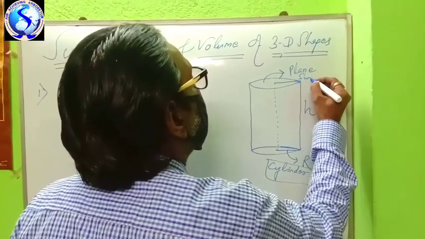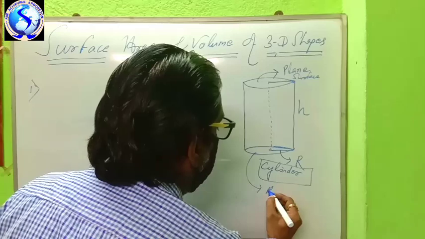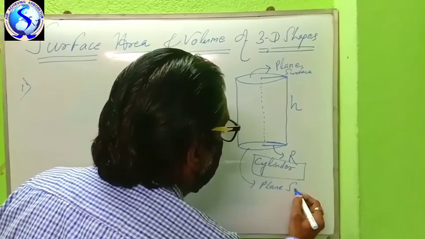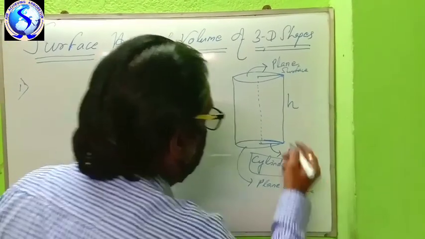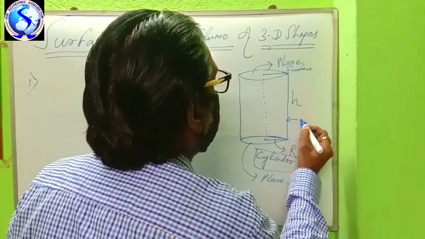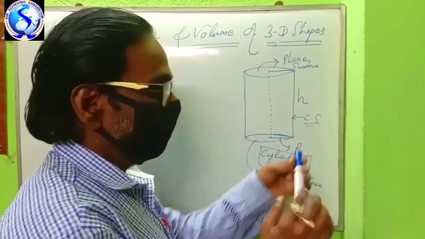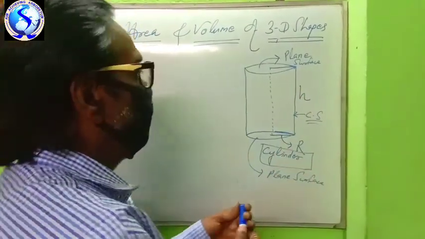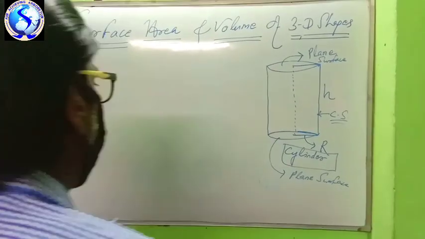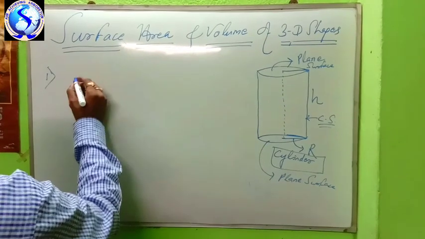This surface is a plane surface, and this is also a plane surface. The surrounding portion is the curved surface. Okay. This one is the curved surface, CS. The curved surface is this surrounding portion. Okay. Now see, what is the volume of a cylinder?